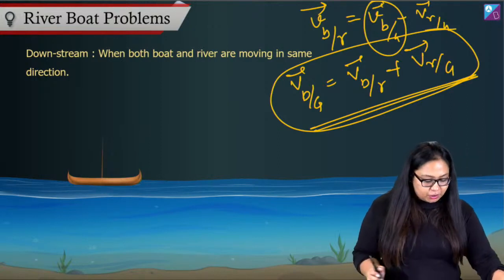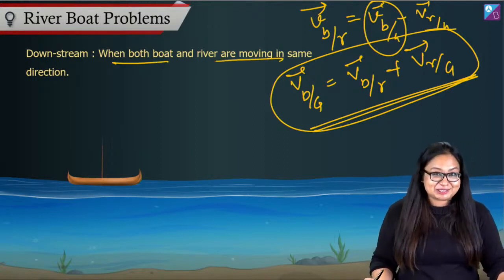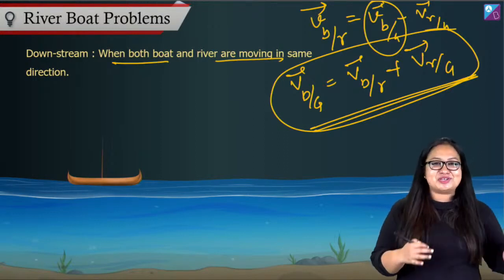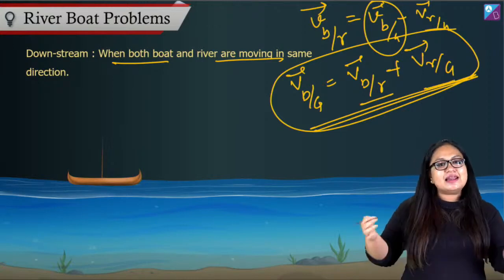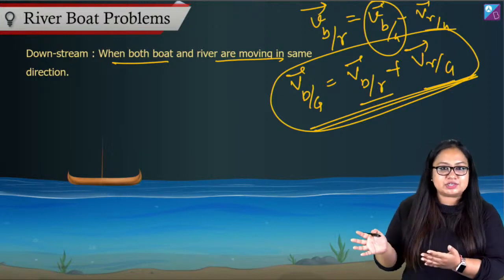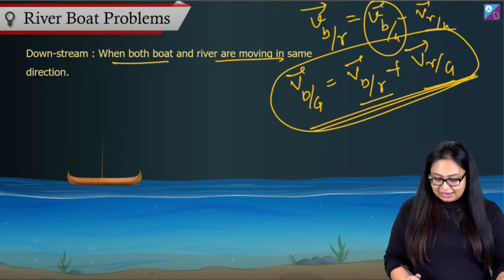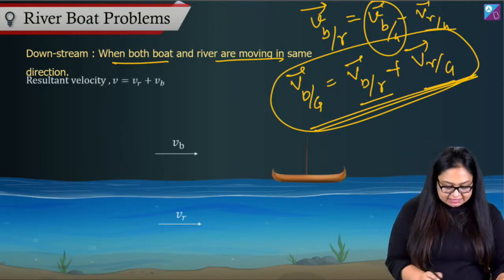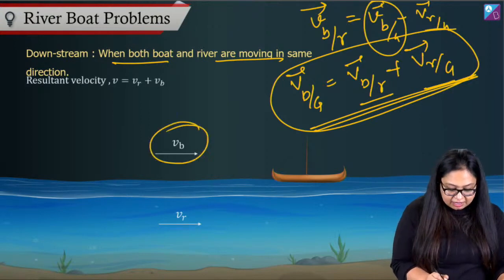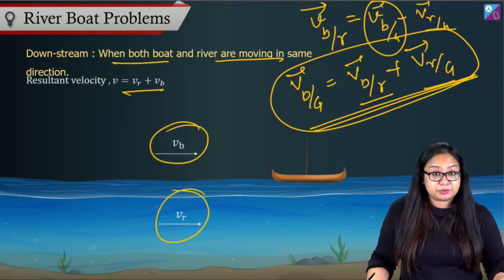So now if I talk about downstream motion, when both river and boat are moving in the same direction, then the effective velocity, the velocity of the boat with respect to ground, becomes the scalar addition of both of them, because both are in the same direction. The magnitudes of the vectors get added up. So VB plus VR gives you the velocity of boat as a resultant velocity with respect to ground.